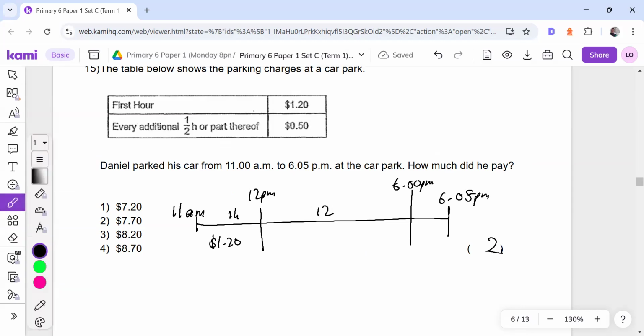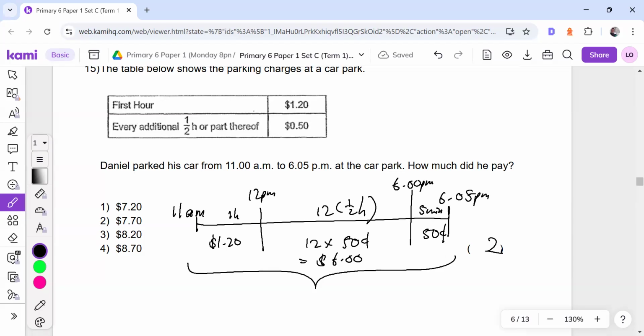Okay, I hope you understand how you get 12 half an hour, because 1 hour, you have 2 half an hour. So if there are 6 hours, then there will be 12 half an hours. Okay, and how much is 12 half an hour? 12 times 50 cents, you will get $6. And your 5 minutes here is your part thereof, which is another 50 cents. So you plus them together, you will get how much? You will get $7.70.